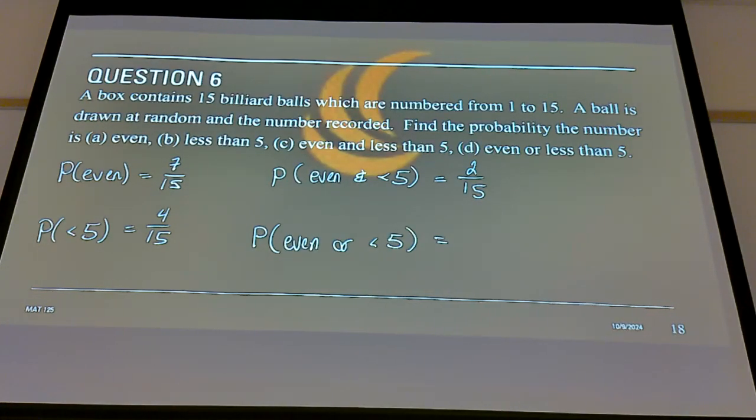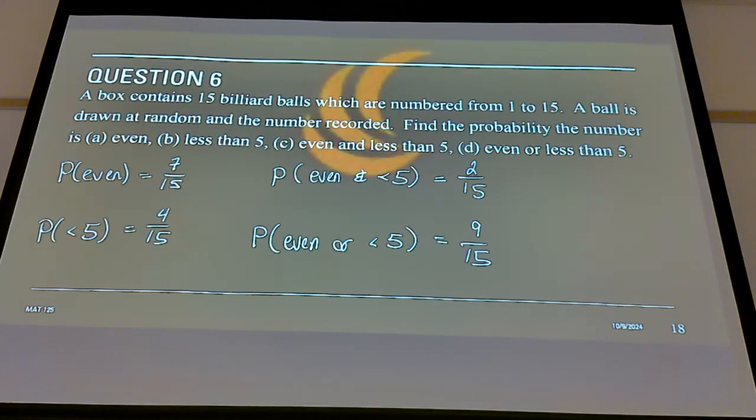Even or less than 5. So 1, 2, 3, 4 are less than 5. Then 6, 8, 10, 12, 14. So 9 in 15. Hmm. You said 4 are less than 5? Even or less than 5.